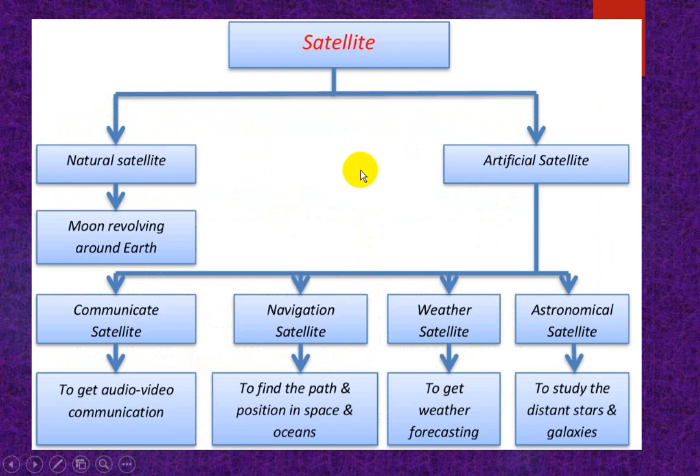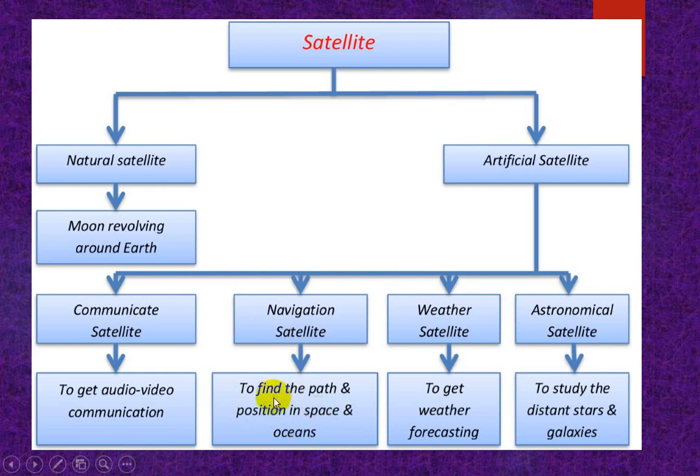Okay, satellites. We know there are mainly two types: natural satellites and artificial satellites. Natural satellites, like the moon, revolve around the Earth. Artificial satellites include communication satellites, navigation satellites, weather satellites, and astronomical satellites. Communication satellites are used for audio and video communication.